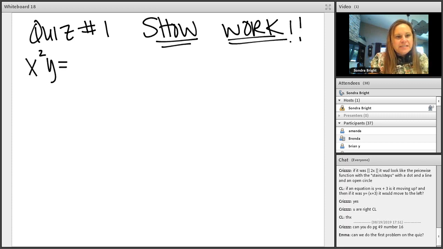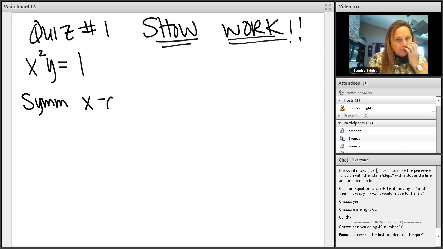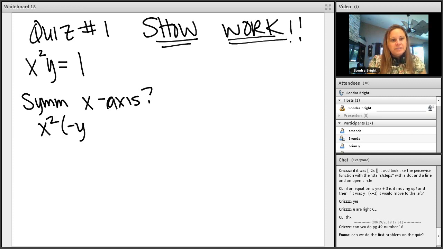So the function is x squared y equals 1. To check if it's symmetric with respect to the x-axis, you're going to plug in a negative y into your function. So we've got x squared times negative y equals 1. And then you simplify it to see if it can be simplified so that it looks identical or equivalent to the original problem.